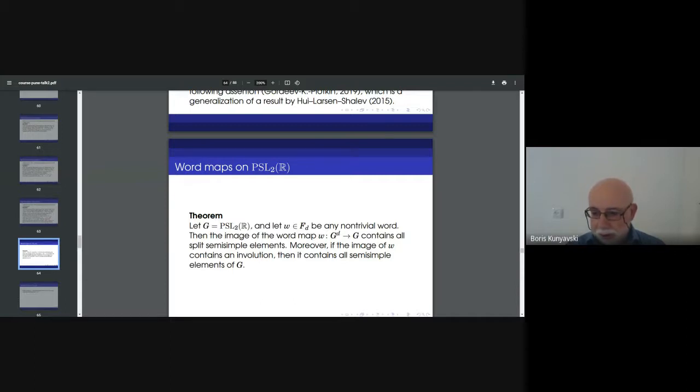It looks crazy that we cannot prove that the image of W always contains an involution in general. So, once again, a sort of tantalizing problem, and I know many people who worked a lot on this, played with computer.